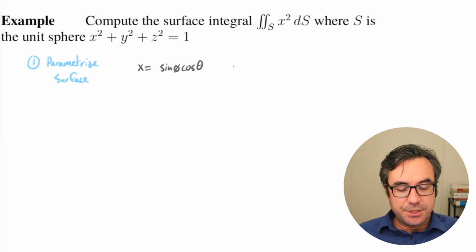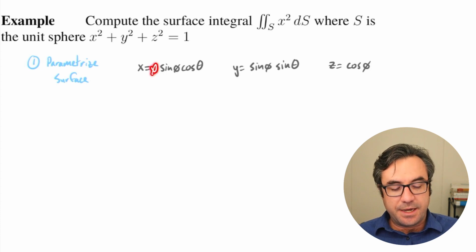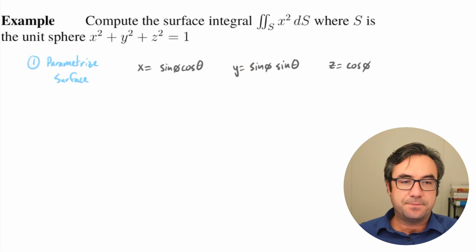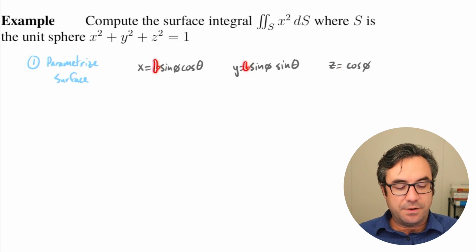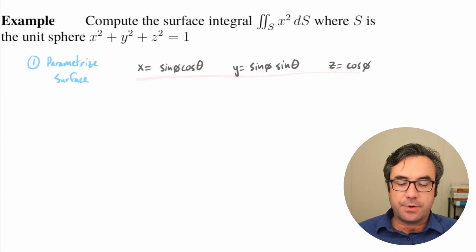And our y equation is going to be sine of phi sine of theta. And our z equation is going to be cosine of phi. Now for spherical coordinates, normally there's a radius in front of all of these, but this is radius 1, so I'm just putting a 1 in front here. All right, so here are the parametric equations, and phi and theta are the variables, the parameters we're going to be using.